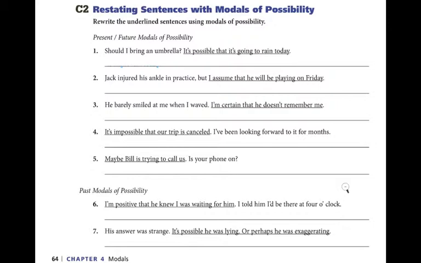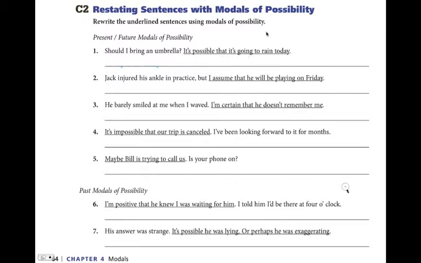C2, restating sentences with modals of possibility. Rewrite the underlined sentences using modals of possibility. For example, present and future modals of possibility. Let's look at number 1 together. Should I bring an umbrella? It's possible that it's going to rain today.